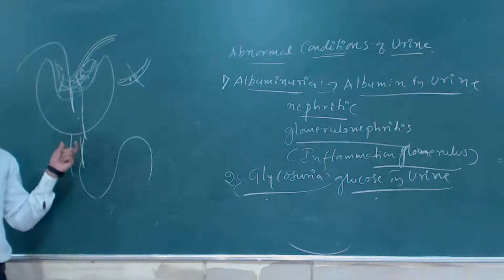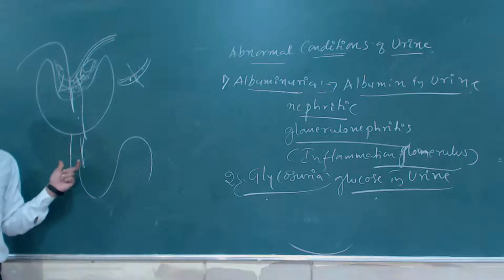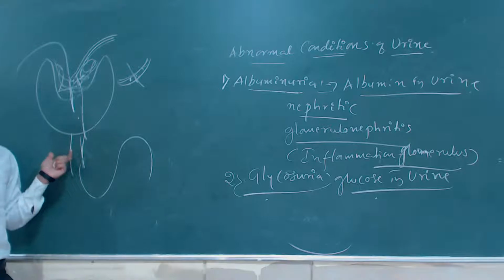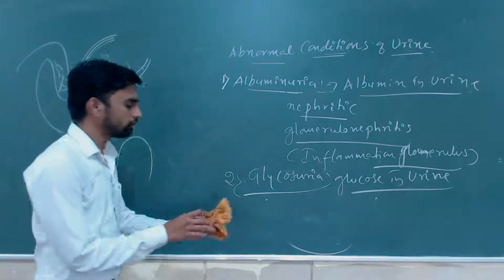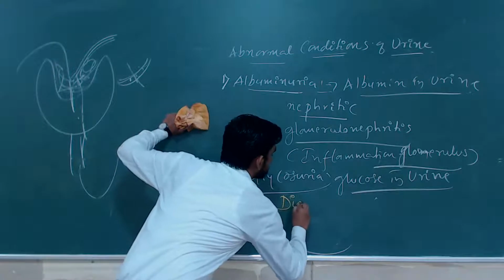Why? Because these come under high threshold substances. They have 100% reabsorption only in the PCT. Are you getting my point? So that's what happens to the person who suffers from diabetes mellitus. You write it down in brackets.